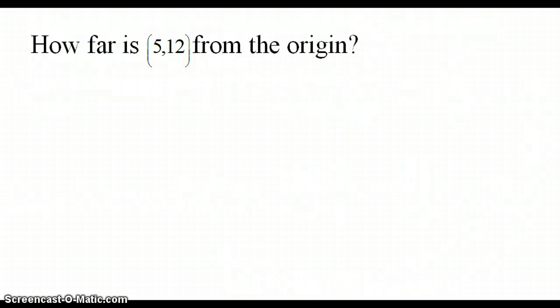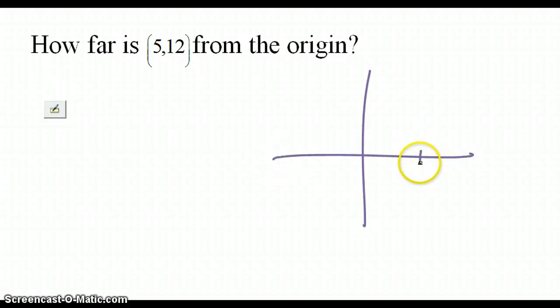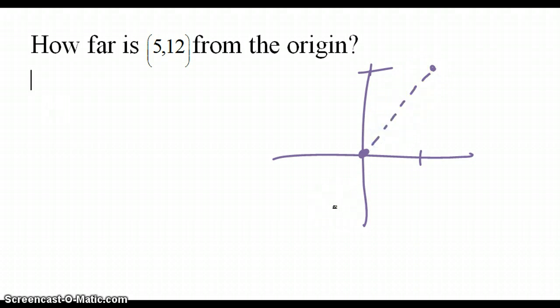In this next question, we're going to talk about distance. So how far is (5, 12)? So 5, let's say that's about here, 12, we'll say that's about there. How far is this point from the origin? The origin is known as (0, 0). So in other words, we're looking for this distance, the length of this line right here. Pause the video, see if you can come up with a way to do this on your own.